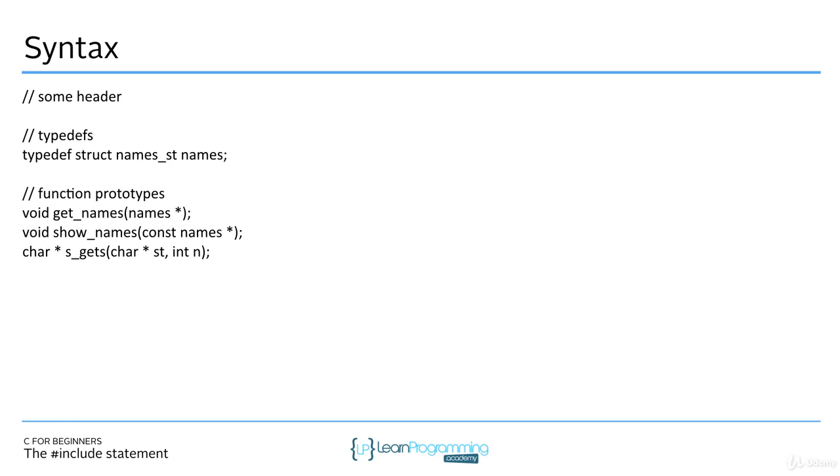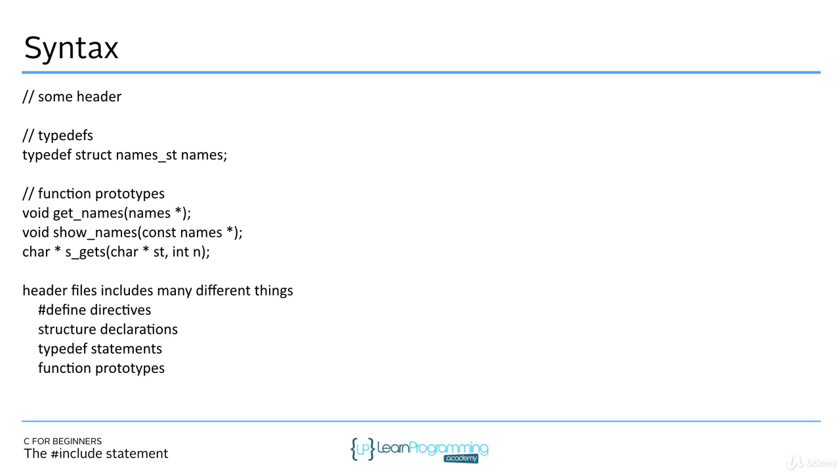So here are some function prototypes. Function prototypes are just names of functions. We know what a function is, hopefully by now. It's just a way of grouping code together. We'll talk about functions in much more detail later. So a header file can include many different things. It can include define directives, constants, structure declarations. This is, again, a way to group different variables, group different data. Typedef statements have to do with data types. We'll talk more about that. But function prototypes are really the important one. They're telling you how functions are defined so the compiler can generate the code it needs to.